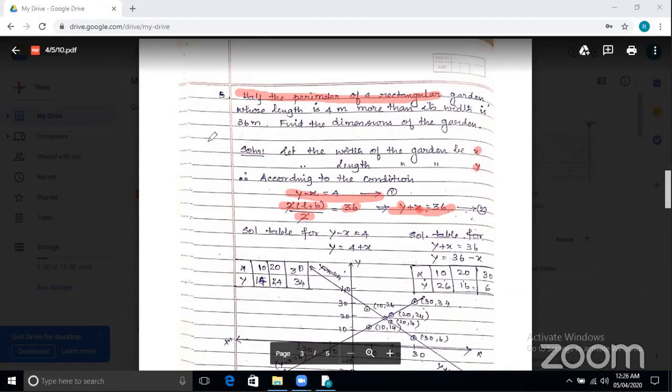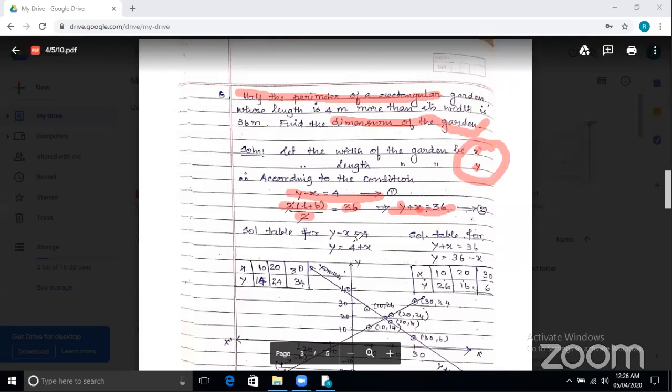Now we have written both the conditions in the form of algebraic expressions. We require two equations to solve this problem. We got the two equations, equation 1 and equation 2. Any doubt up to here? Now we have to draw this graphically. Find the dimensions. Dimensions means nothing but you have to find the value of X and Y.